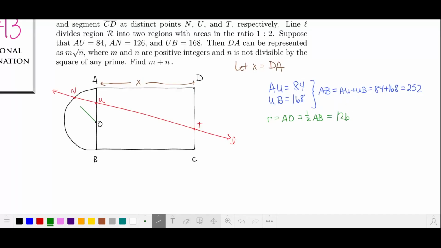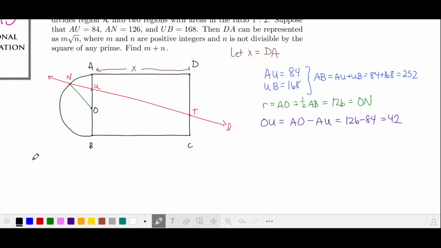I'm going to draw a segment ON, and since this is also a radius, it also has a distance of 126. Let's find the distance from O to U. We'll take that by subtracting AU from AO, so this is 42. In the problem statement, we're also given that the distance from A to N is 126, same as AO and ON. So this triangle, ANO, is actually equilateral.